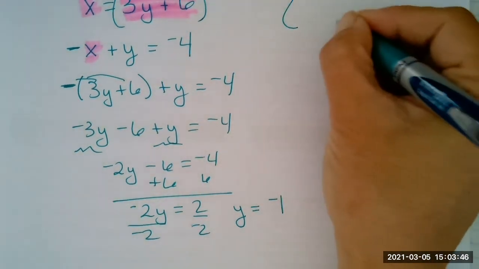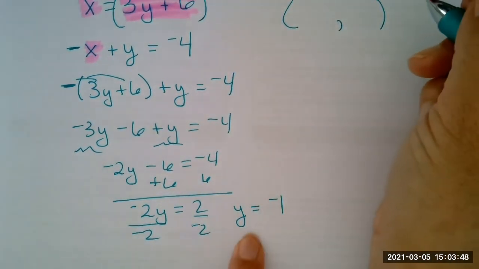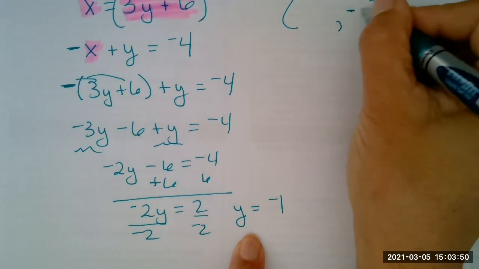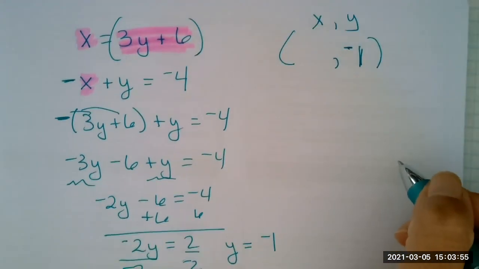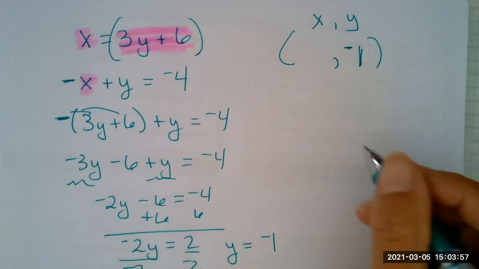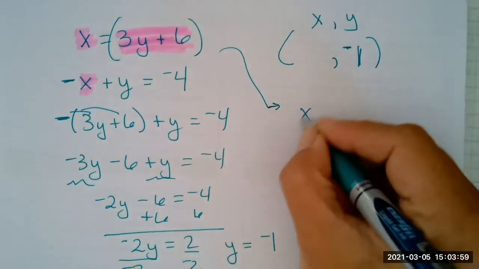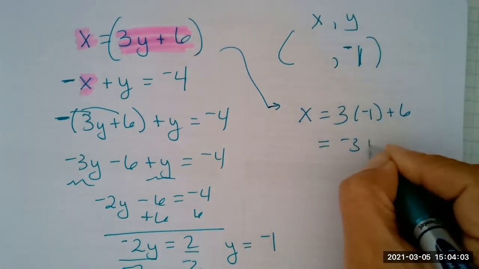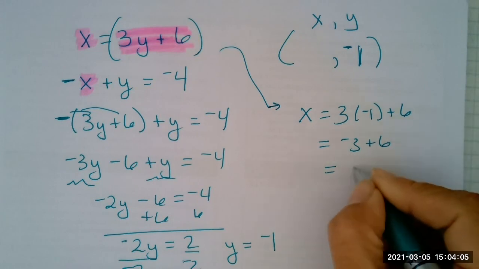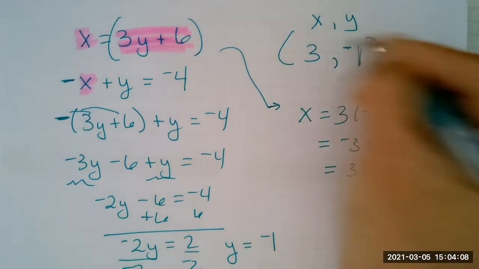All right, so here's the difference. Y is negative 1. So that's going to go here, because it's alphabetical order, x, y. So now I can solve for x. Negative 3 plus 6 is just 3. So that's going to go there.